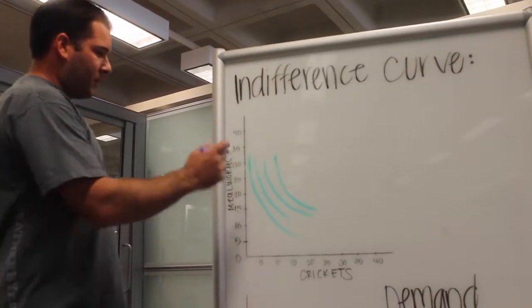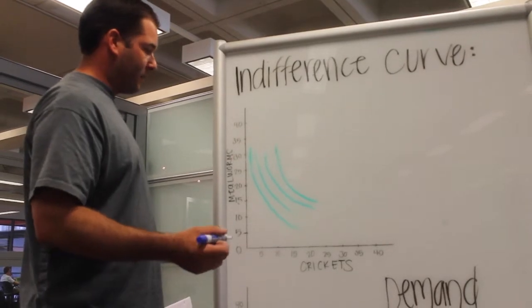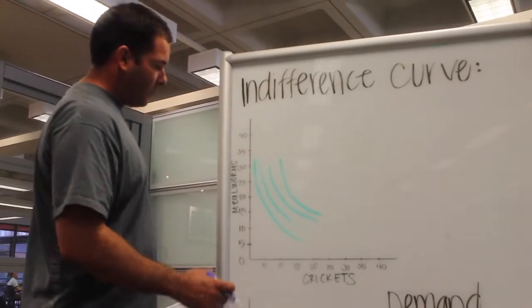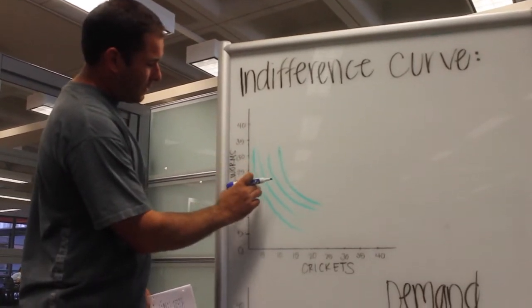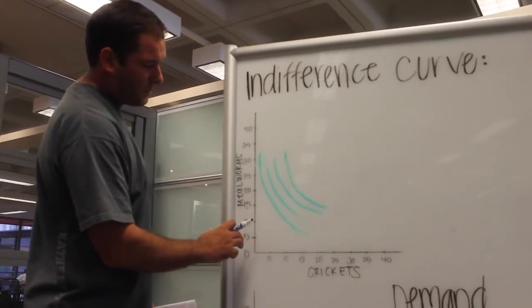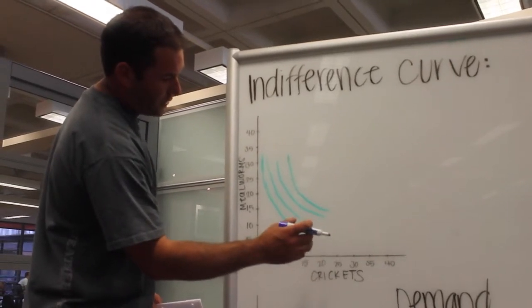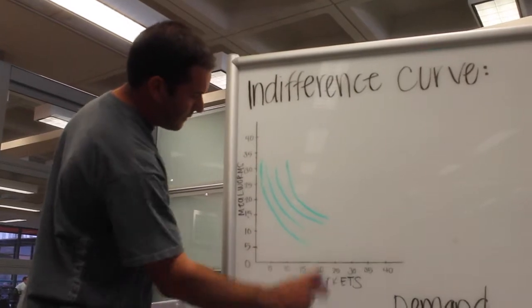You can see the slope of the indifference curves are constantly changing. This can be explained by the diminishing marginal utility. As we buy more mealworms, the marginal utility goes down. You can see the slope progressively get more parallel to the axis. And the same thing happens with crickets. As we buy more crickets, the marginal utility for additional crickets goes down and it starts to level out.